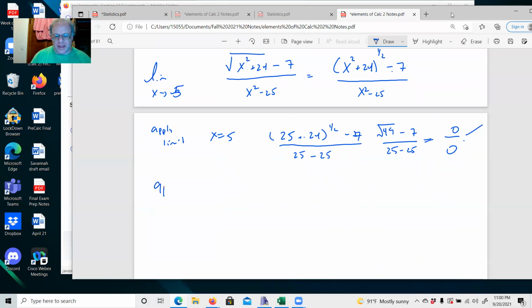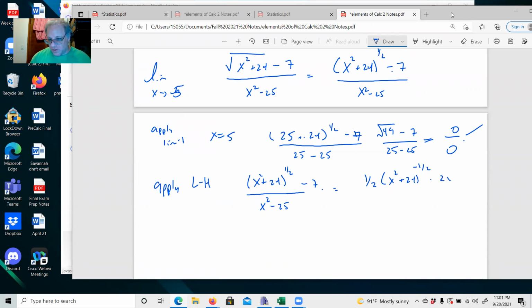So we're going to apply L'Hopital's. And what do we have? We have x squared plus 24 raised to the 1/2 power minus 7, divided by x squared minus 25. So let's go ahead and apply our derivatives. Remember your rules. This is 1/2 x squared plus 24 to the negative 1/2 times 2x. You've got to remember that chain rule. Divided by 2x, because there's no chain here.